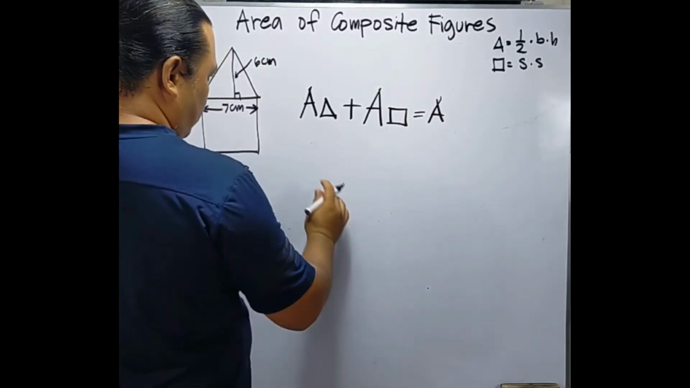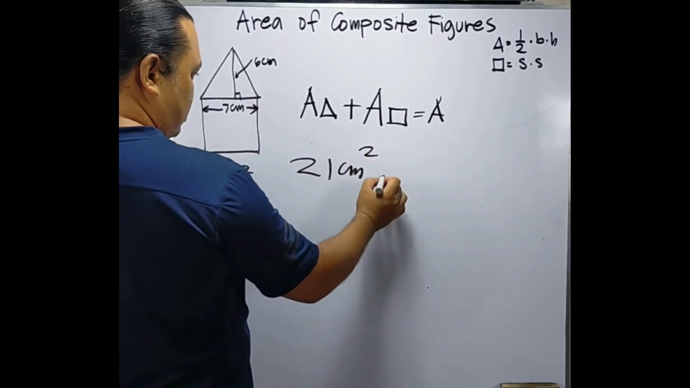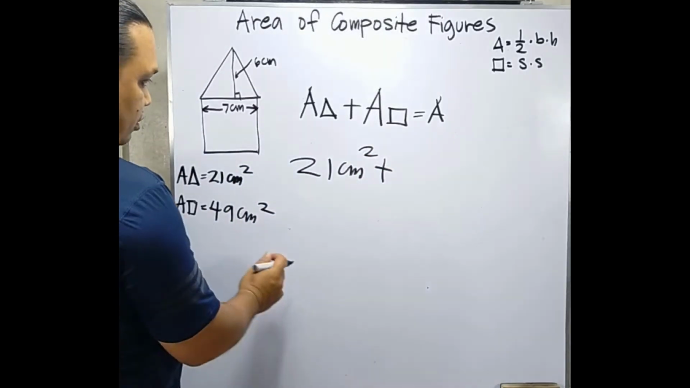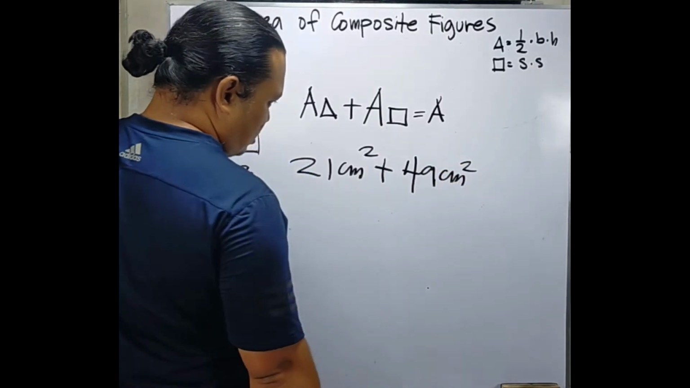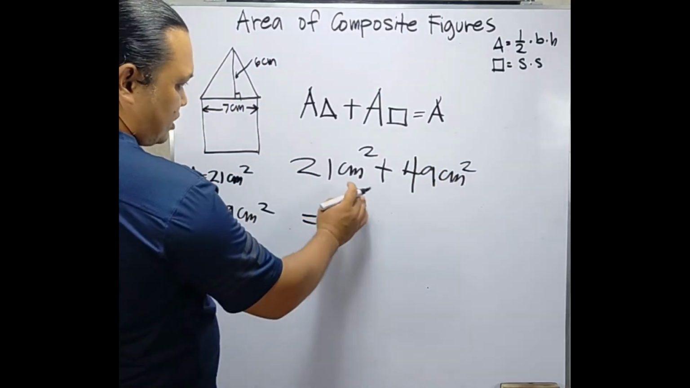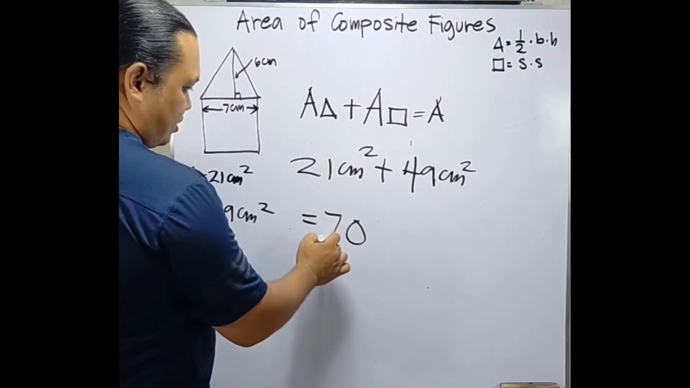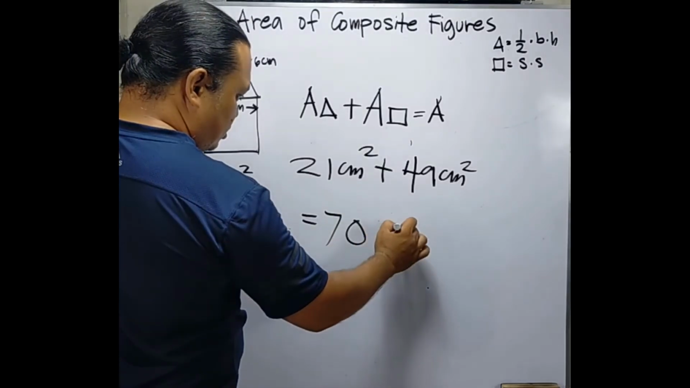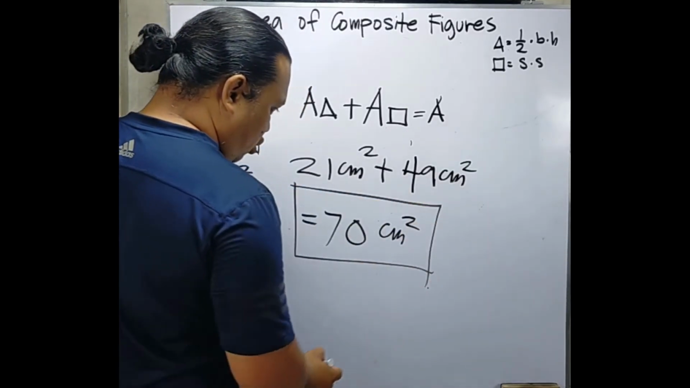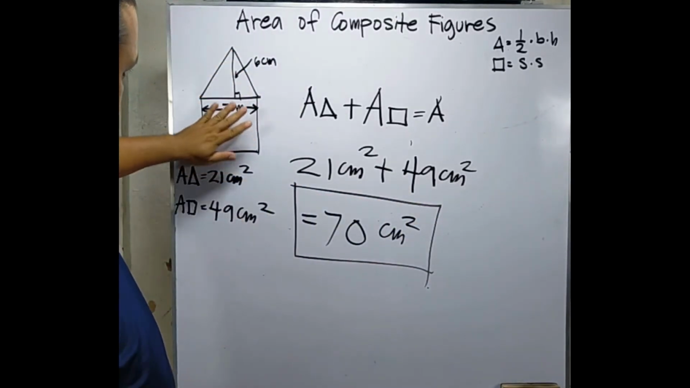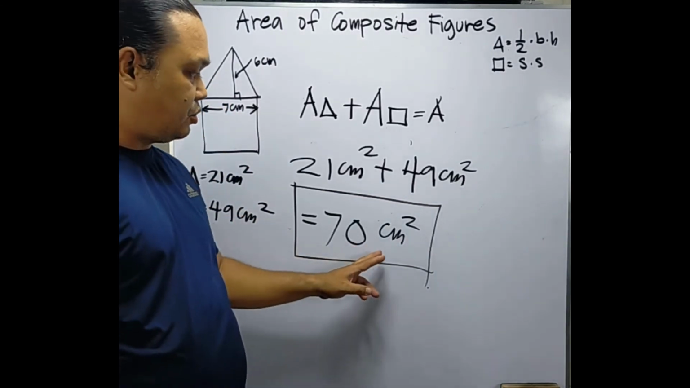Okay, so the area of the triangle is 21 centimeters squared plus the area of our square, which is 49 centimeters squared. And let's add. So 1 plus 9, that's 10. Carry 1. 5 plus 2, that's 7. So 7 tens. Therefore, our answer here for the area of our composite figure, which is composed of a triangle and a square, is 70 centimeters squared.